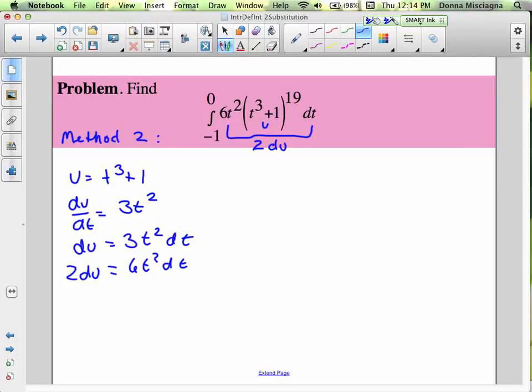This is u, and u to the 19th power stays. And let's get our new limits. Now we're going to be watching which one we plug in. Let's start with the bottom. We'll always do the bottom, and then we won't mess up.